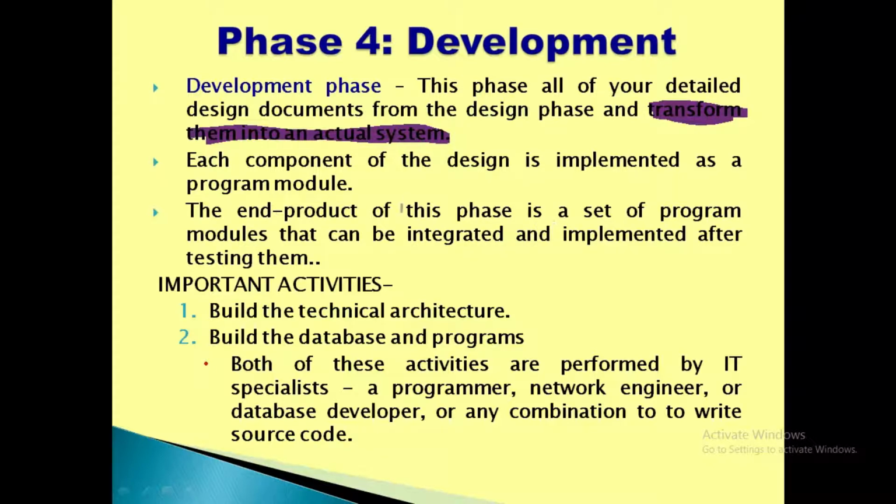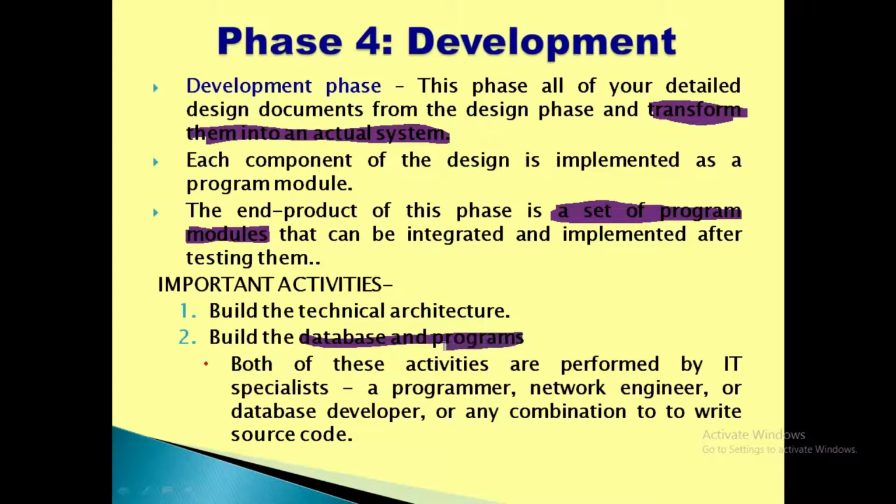So in this phase, the actual coding is done where the programmers actually work upon each and every module, do the coding of the same so that a set of program modules is become ready, which can be integrated and tested for being used further. So यहाँ पर which are the important activities to build the technical architect? Number 2, to build the database and programs. Database is for the back end and programs is for the front end.